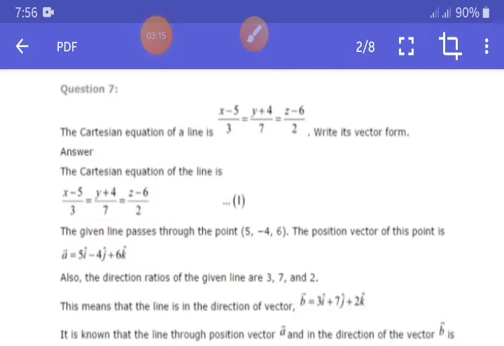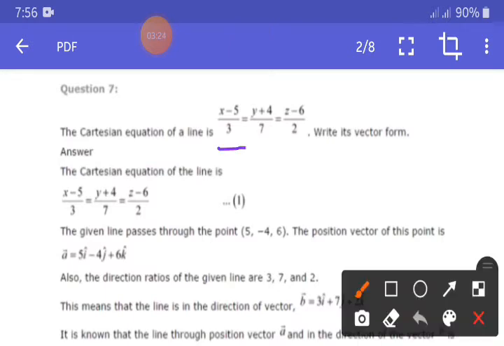Next, question number 7. The Cartesian equation of the line is (x - 5)/3 = (y + 4)/7 = (z - 6)/2. We need to find its vector form. The given line passes through the point (5, -4, 6).